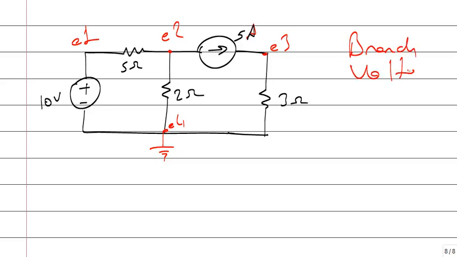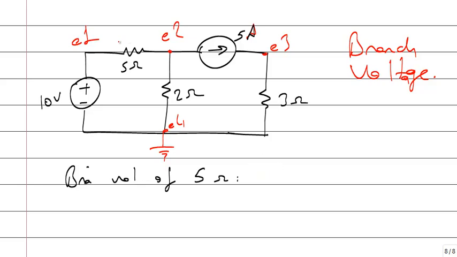Branch voltage. Branch voltage is the voltage of a component. Question: what's the branch voltage of the 5 ohm resistor? Positive side minus negative side. You can define either side as positive.